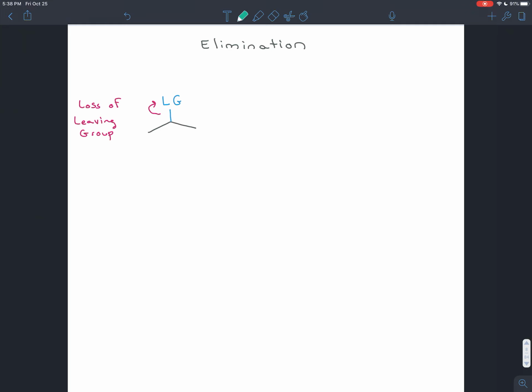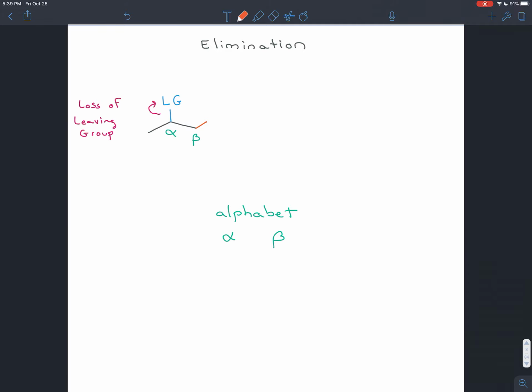Now, the carbon that the leaving group is attached to is described as the alpha carbon. Alpha is the first letter in the Greek alphabet. The word alphabet comes from the first two letters in the Greek alphabet, alpha and beta. So the first carbon that's attached to the leaving group is described as the alpha carbon. The carbons right next door to it are described as the beta carbons. So the first two carbons closest to the leaving group are described by the first two letters.